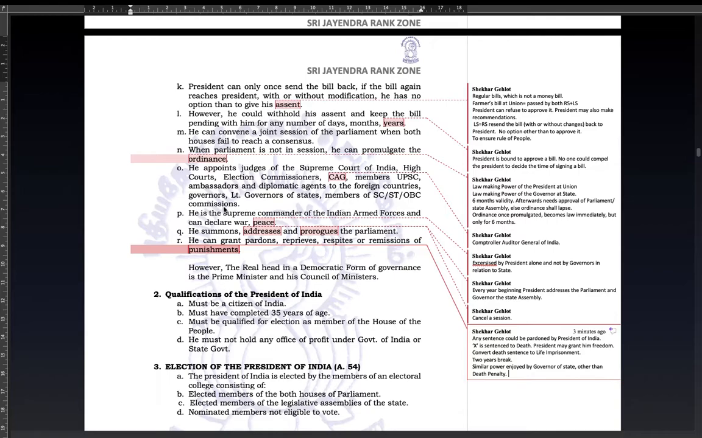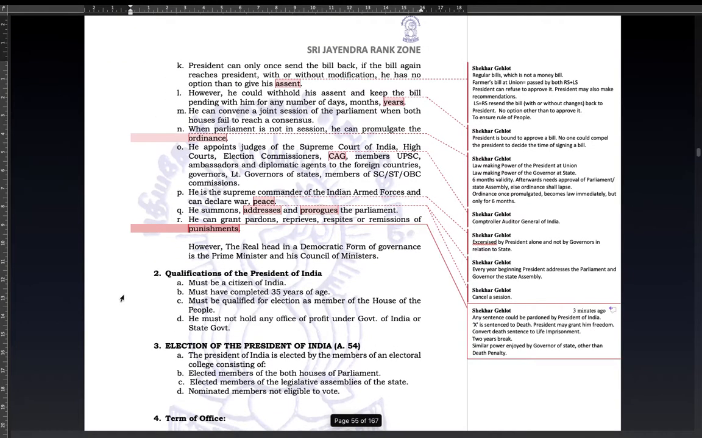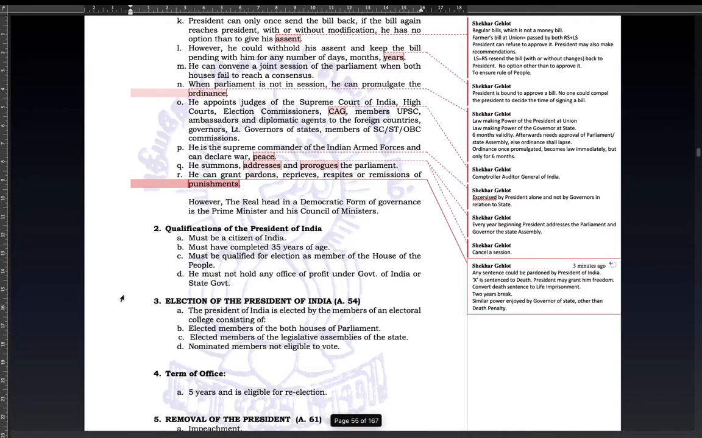However, the real head in a democratic form of governance is the Prime Minister and his Council of Ministers. Qualifications of the President of India: he must be a citizen of India, definitely. He must have completed 35 years of age. He must be qualified for election as a member of the House of People. He must not hold any office of profit under Government of India or the state government. Okay, so he must be a citizen of India.